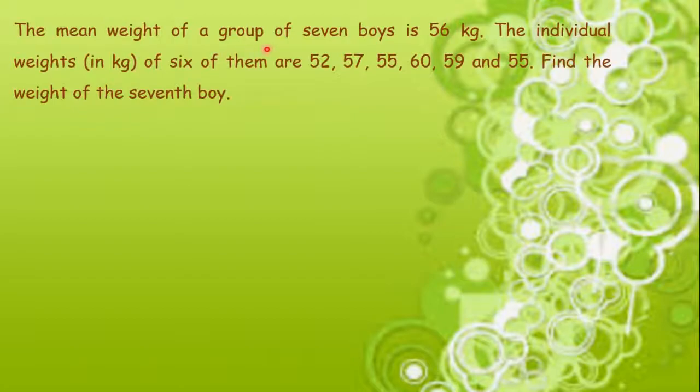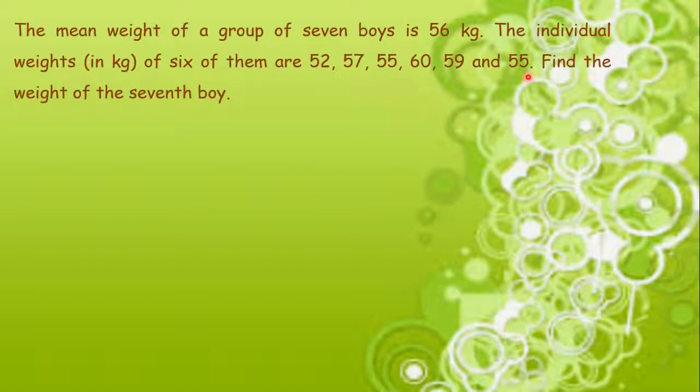The mean weight of a group of 7 boys is 56 kilogram. The individual weights in kilogram of 6 of them are 52, 57, 55, 60, 59 and 55. Find the weight of the 7th boy. So in the question, the mean weight of 7 boys is given as 56 and the separate weights of only 6 boys are given. We need to find the weight of the 7th boy. How to do this problem?